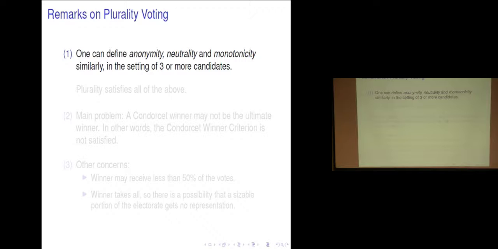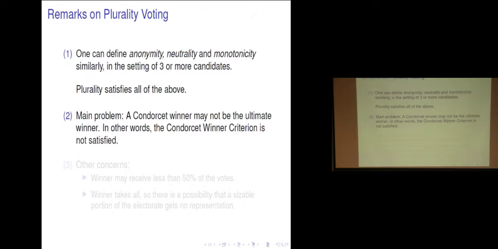Okay. So plurality voting satisfies these. You can check. It's quite easy to see. Okay. So plurality satisfies all of the properties. Okay. So it's nice to have. But there's a problem. With 3 or more candidates, all sorts of strange things come out.